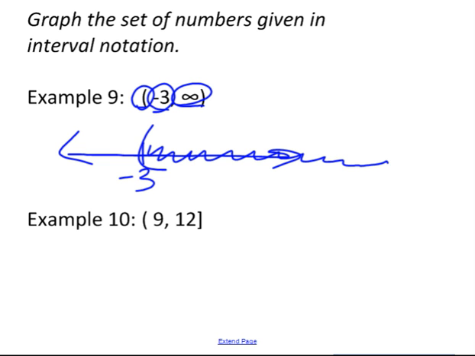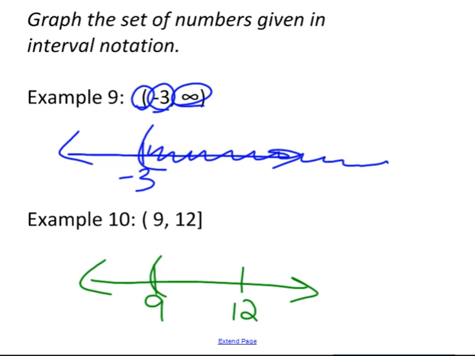Example 10. We've got 9 on the left. We've got 12 on the right. 9 has parentheses. 12 has a bracket. And whenever we have them opening this direction, it means shaded in between. So we're going to shade in between.